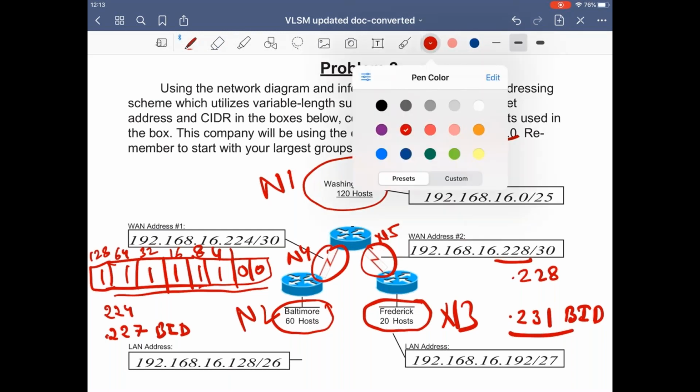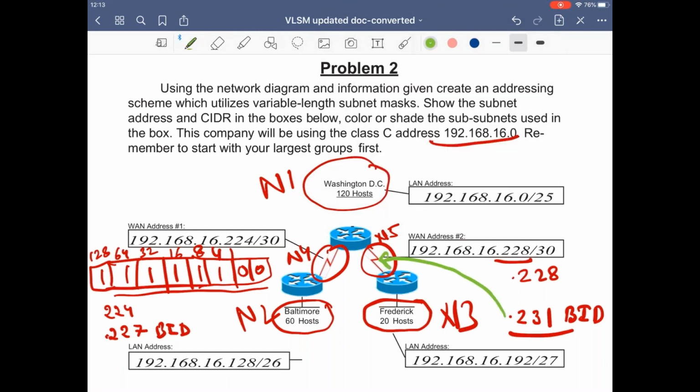So in this case, we have used IP addresses starting from 0 till 231. Remaining IP addresses are saved. So we have saved IP addresses, correct? 27, 28, sorry, 29, 30, 31. Okay, fine. Done.